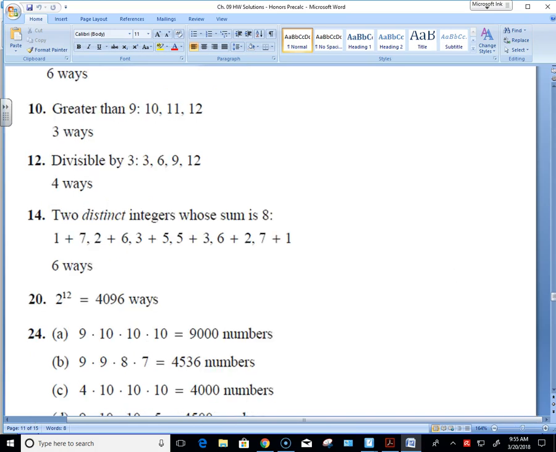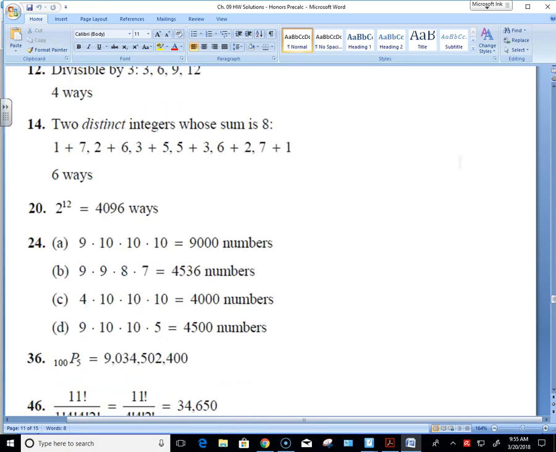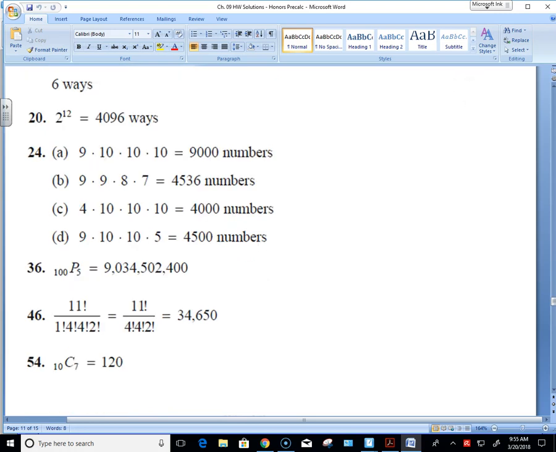I'll keep scrolling down. So we have 6 ways, 3 ways, 4 ways, 6 ways. I'll give you a second. There's quite a few answers for 20, 24, 36, 46, and 54. Guys, this homework was number 57, right? Good.